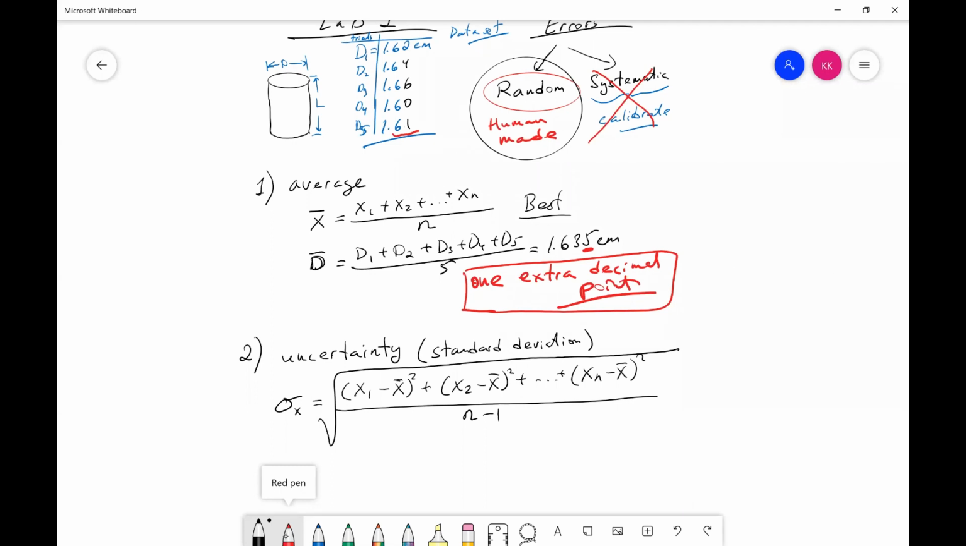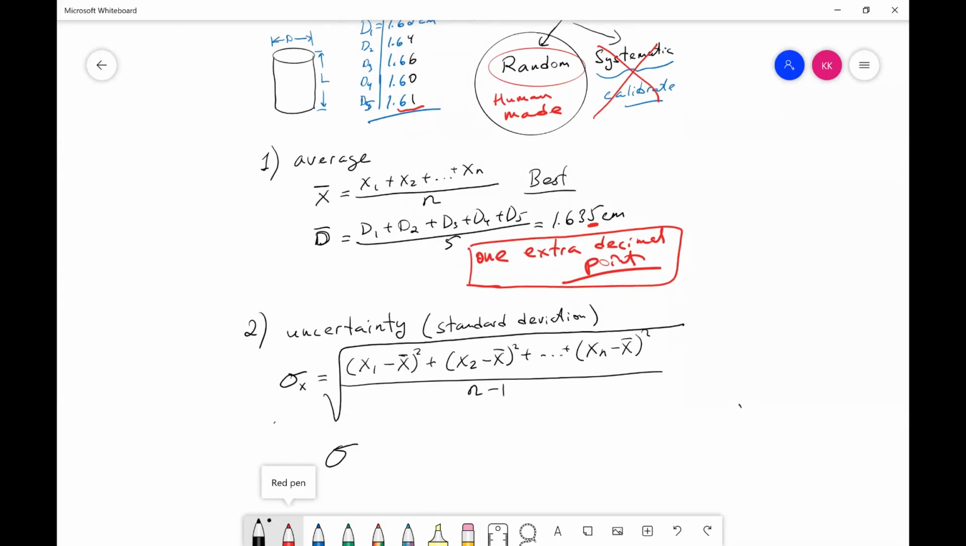So I can then do the same thing with the diameter. I can calculate sigma for the diameter, which will be the same: plug in each data point minus the average, squared, plus the second one minus the average, squared, and so on. So I calculate the value. And we have another sig fig rule, this one for the uncertainty.